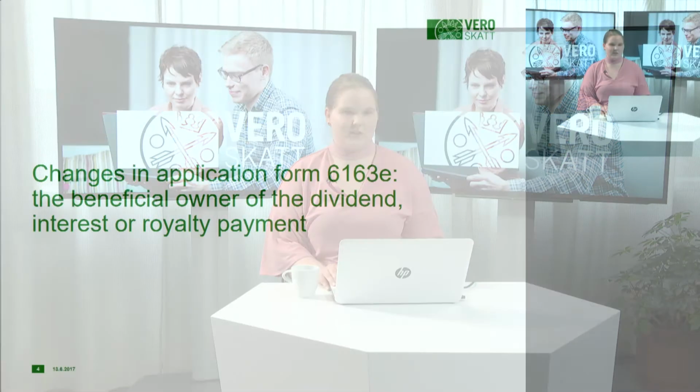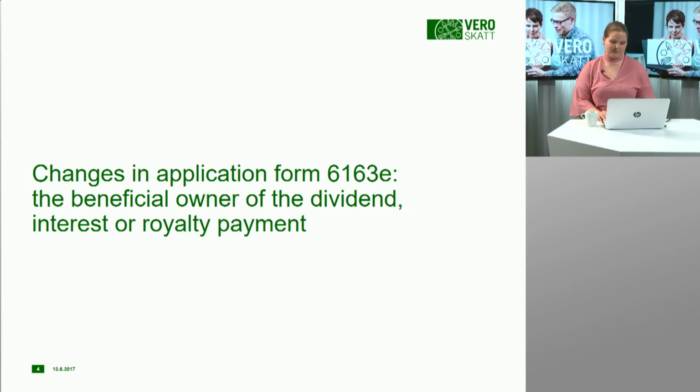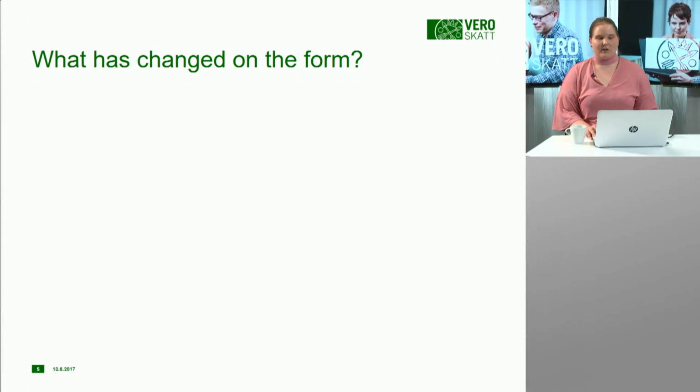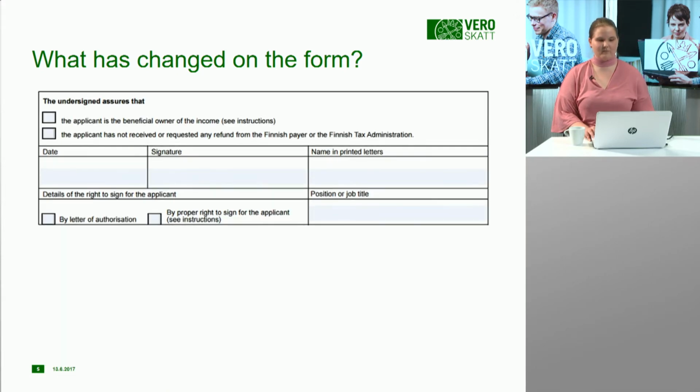So, the first topic we have here is changes in application form 6163E. And the main change is on the beneficial owner of the dividend, interest or royalty payment. Now, I don't want you to get scared that we've completely changed the form, so I just want to show you what exactly has changed on the form.